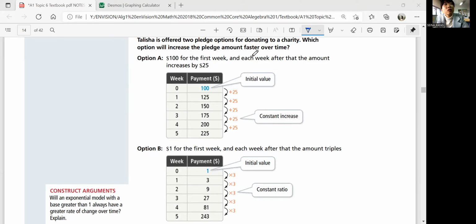You see that? So option A is slowly increasing. Option B is very quickly increasing. So which option will increase the pledge amount faster over time? Option B.